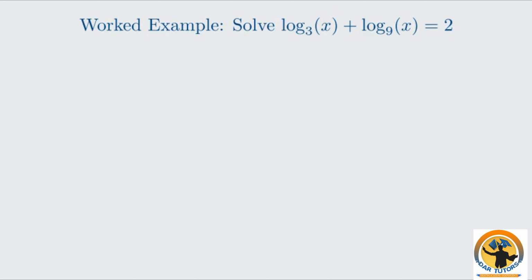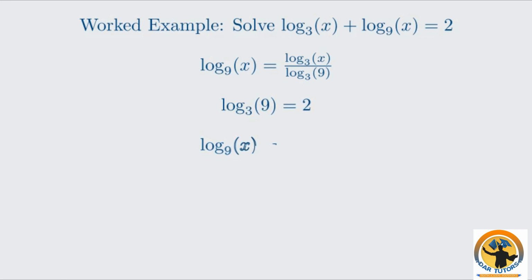To combine these terms, we need to express them with a common base. Since 9 is 3 squared, we can convert log base 9 of x to base 3. Using the change of base rule, log base 9 of x is equal to log base 3 of x divided by log base 3 of 9. We can simplify the denominator, log base 3 of 9. This asks, what power do we raise 3 to get 9? The answer is 2. So log base 9 of x simplifies to log base 3 of x, divided by 2.